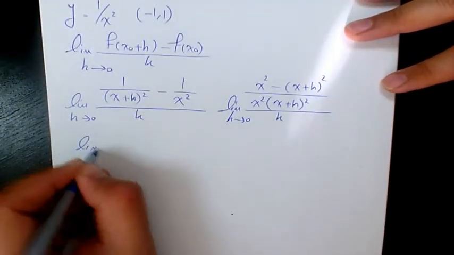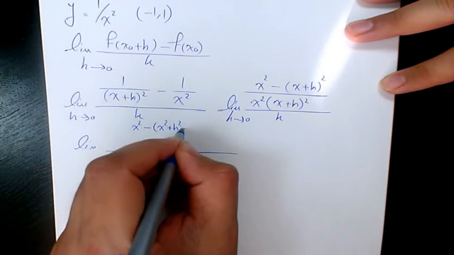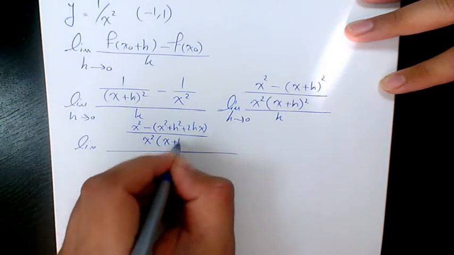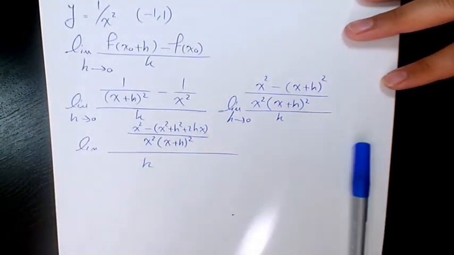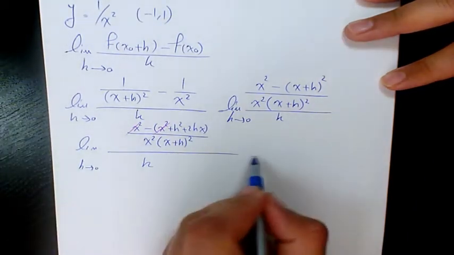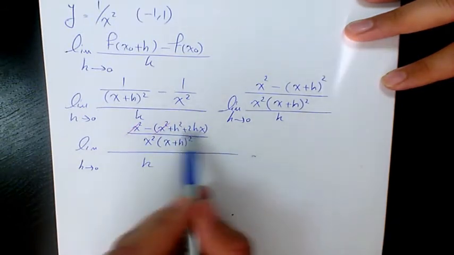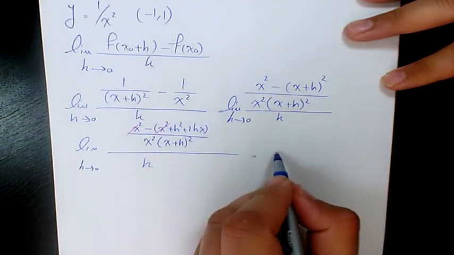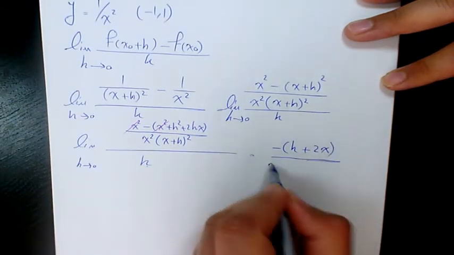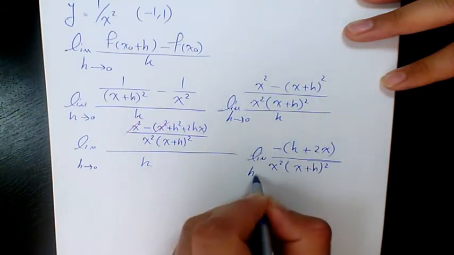So that's going to be x squared minus x squared plus h squared plus 2hx divided by x squared times x plus h to the power of 2. These two cancel out. And then the h in the numerator here and this h are going to cancel out, and we're going to end up having negative h plus 2x divided by x squared times x plus h to the power of 2. Limit when h approaches 0.